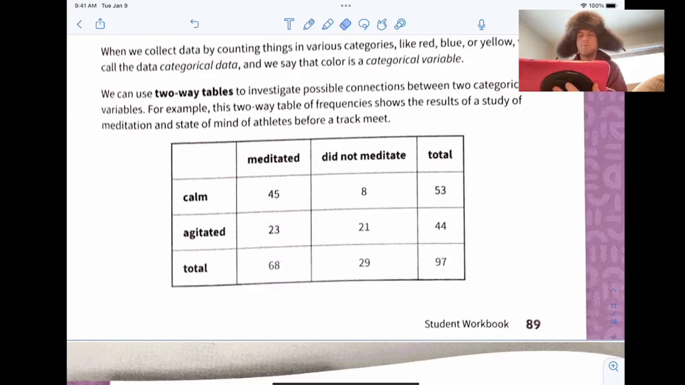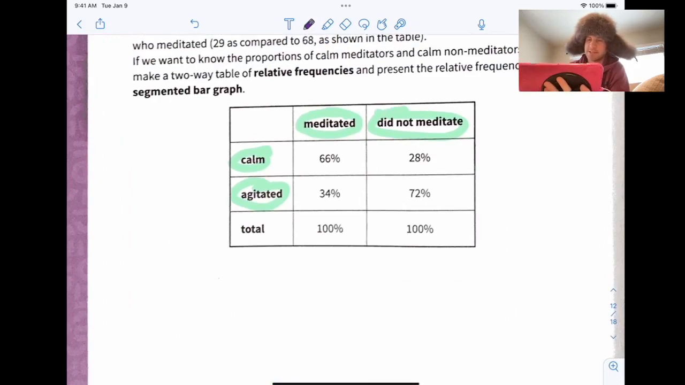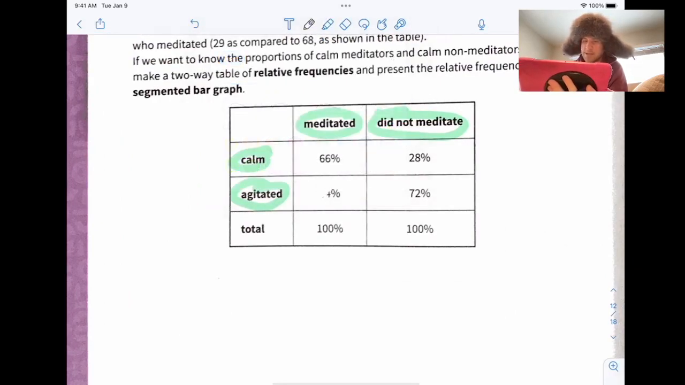So when we're creating a relative frequency table from a two-way table, we want to pay attention to our totals. So if they were to have us fill out this relative frequency table, let's say we had no information in here, just a blank percentage.